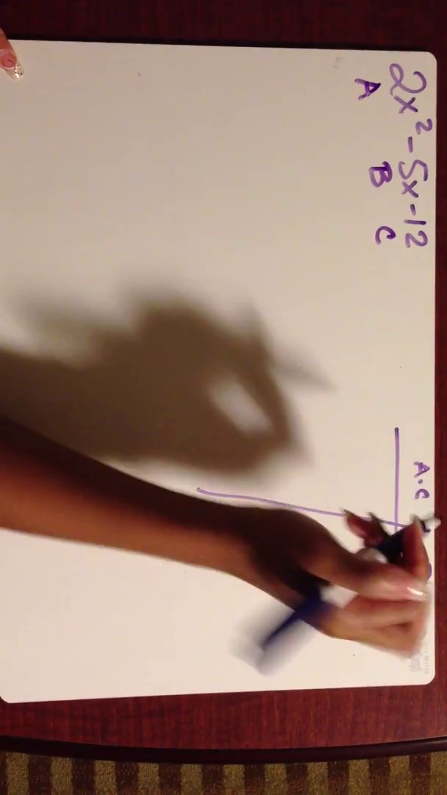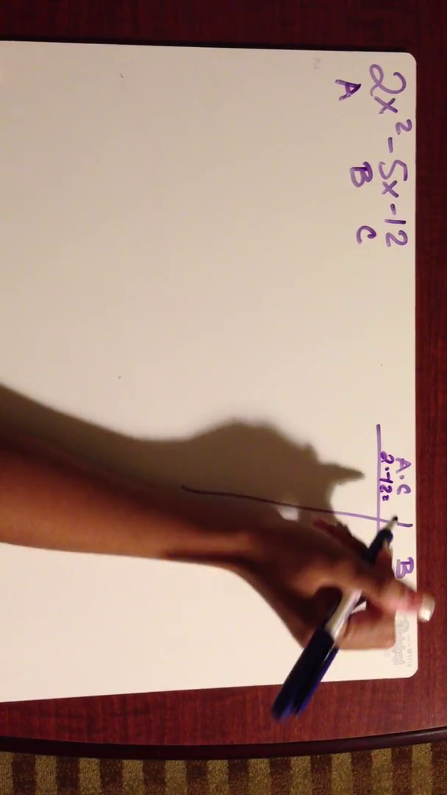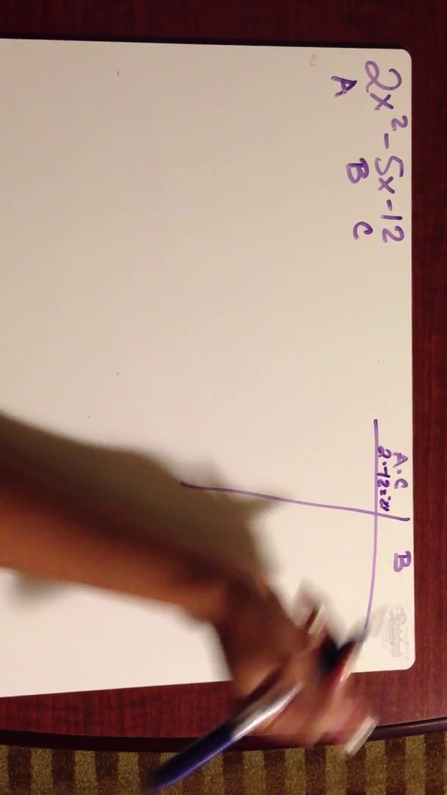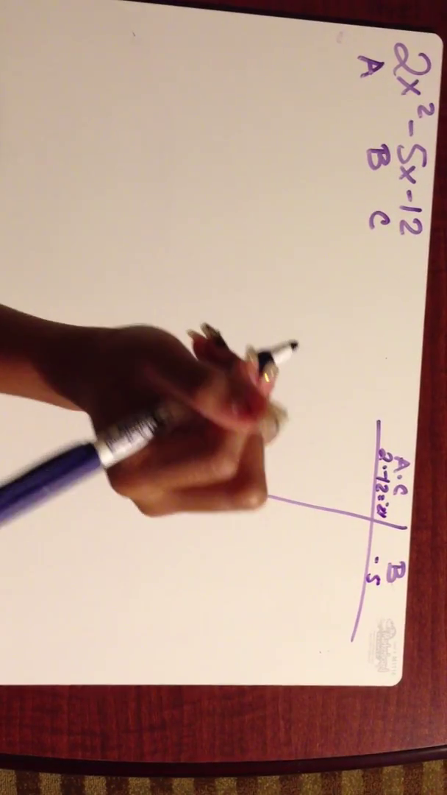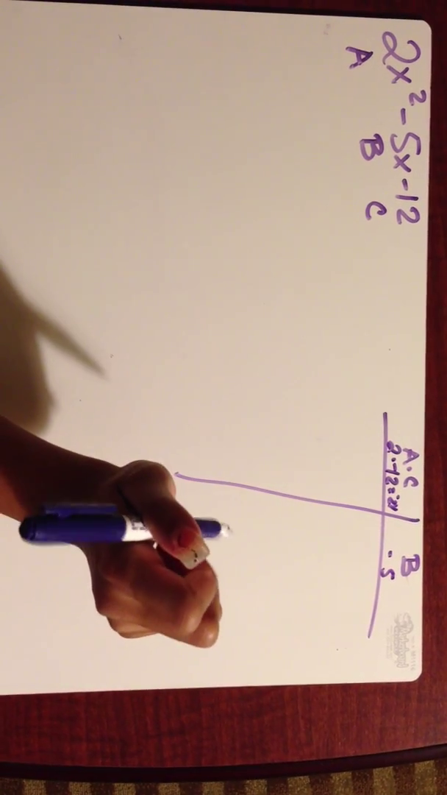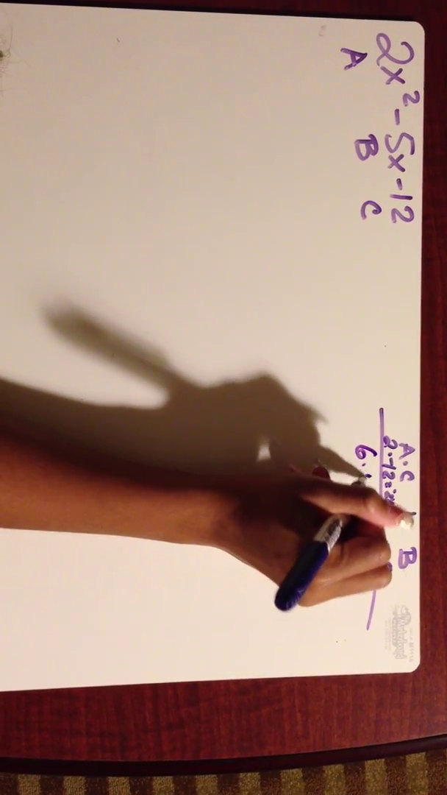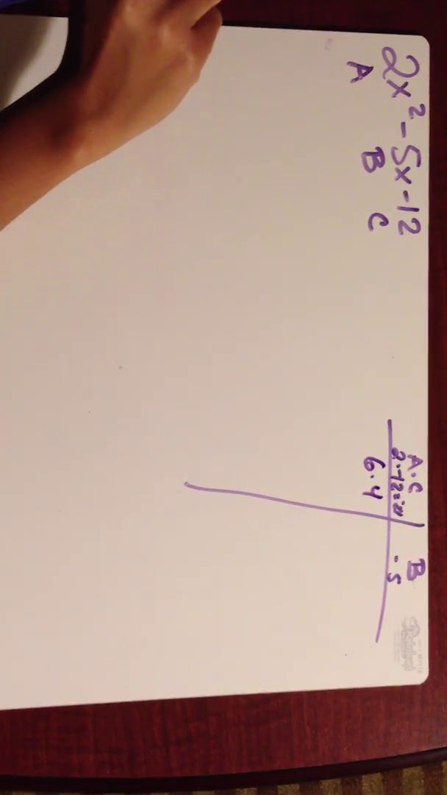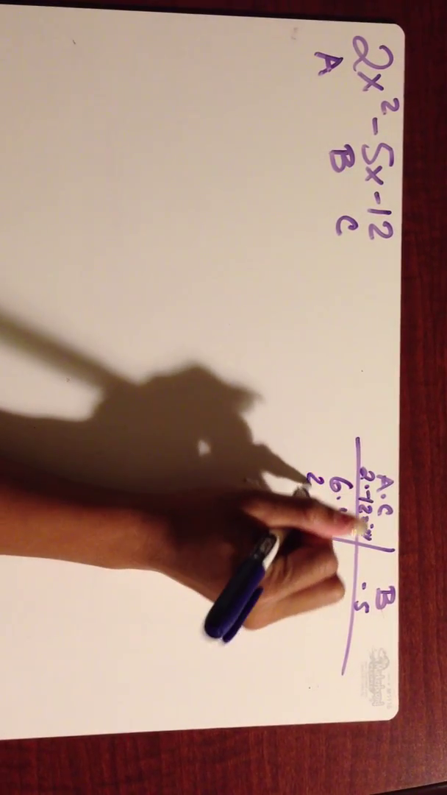So A times C will be 2 times negative 12, right? And we all know that's negative 24. Alright, so that's C, and B is just simply negative 5. Okay, so now what would equal negative 24 that will also subtract to 5? Let's see, 6 times 4, well, that does equal that, but 6 minus 4 or anything like that won't equal 5. 2 times negative 12, that won't go to 5.